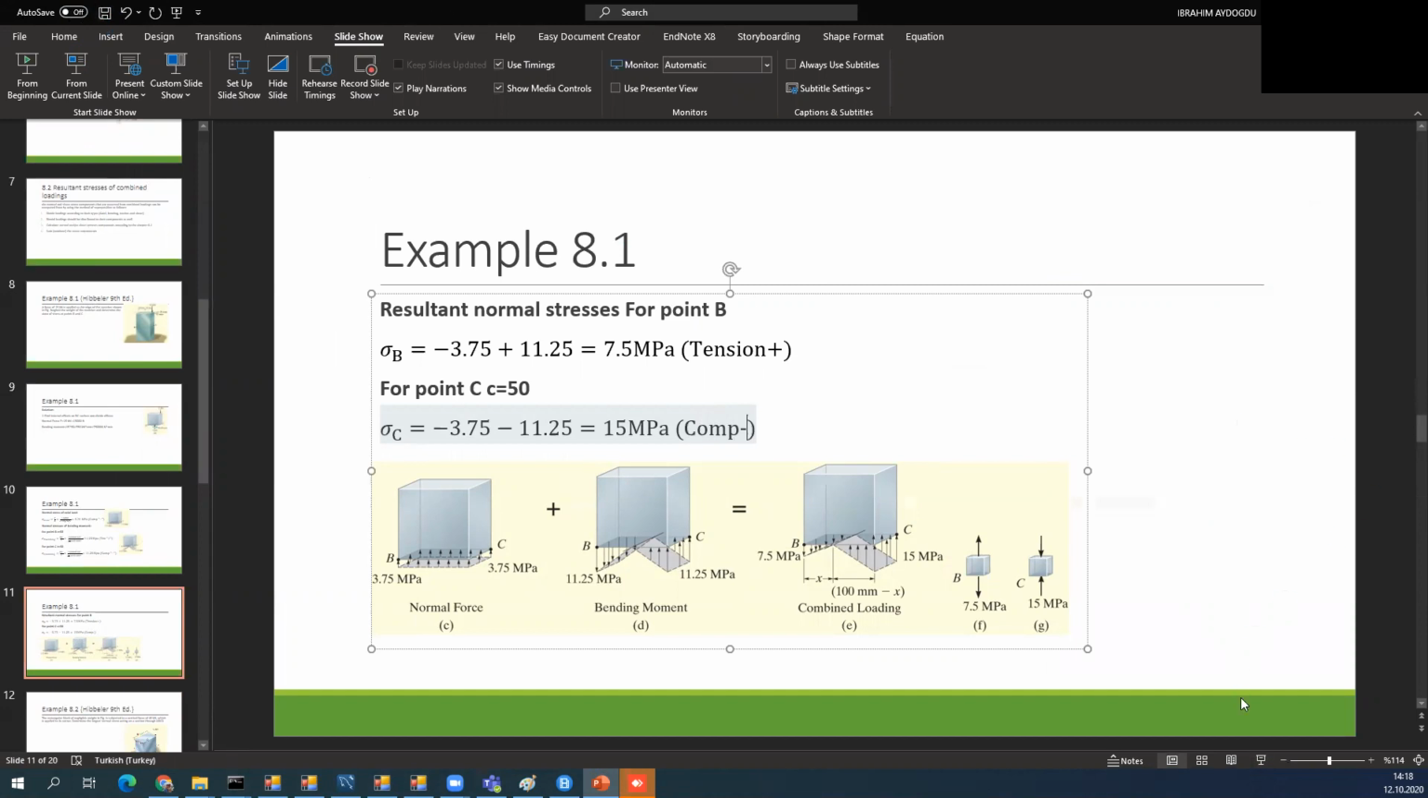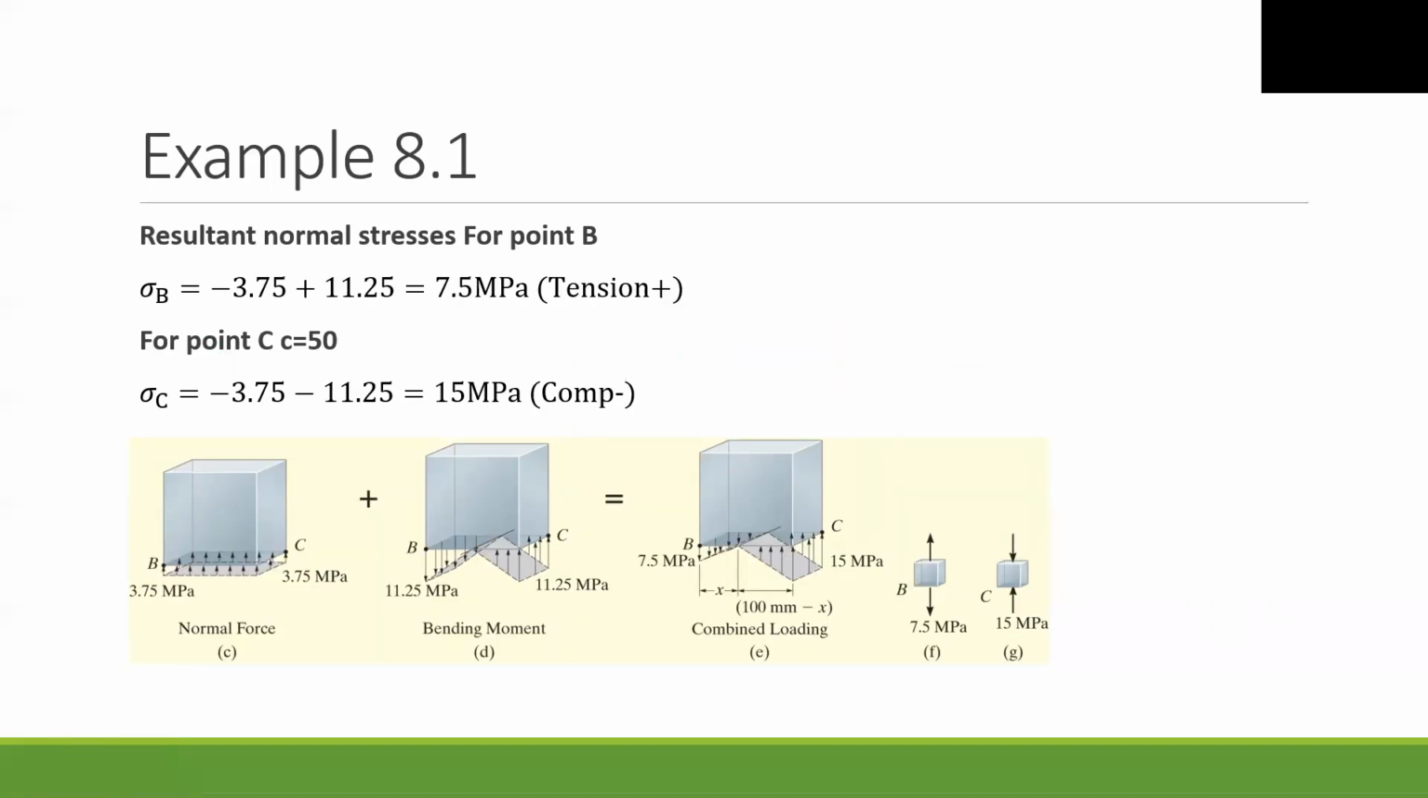Save and continue. Also, a graphical illustration is available here. You can see tension for the B side, compression for the C side. If I add them, you can see B and C like this.